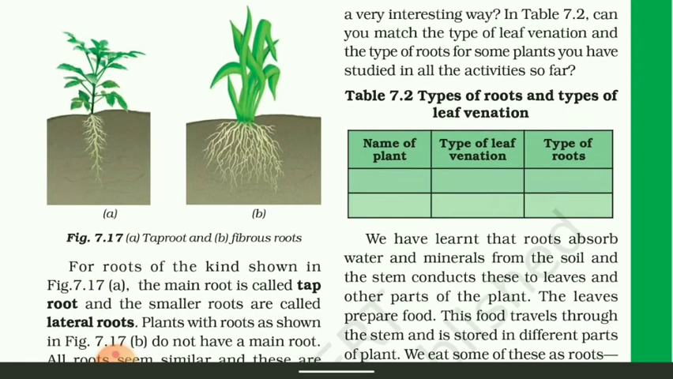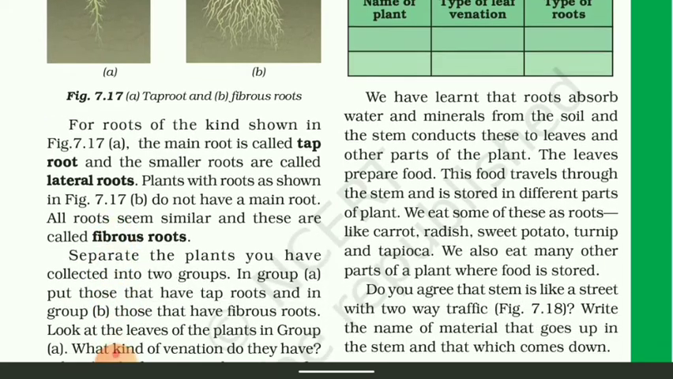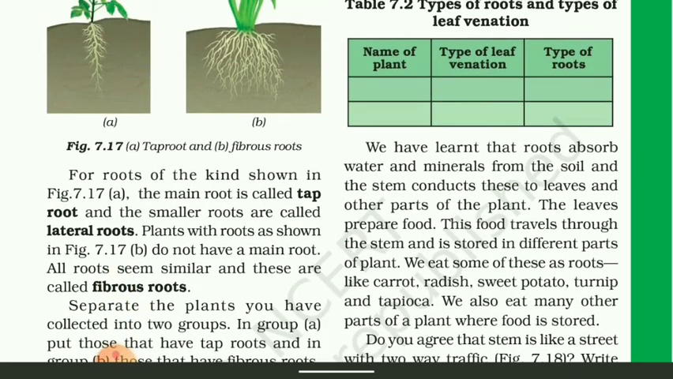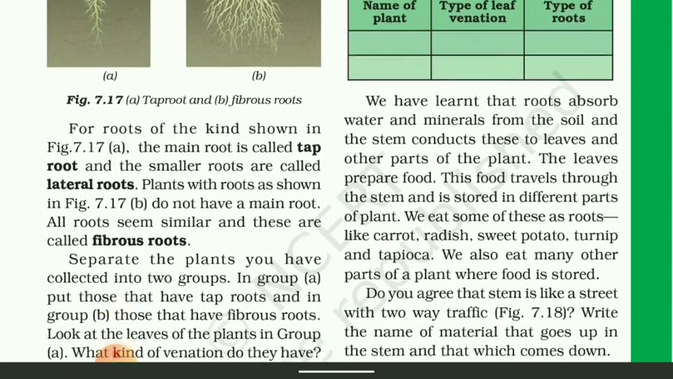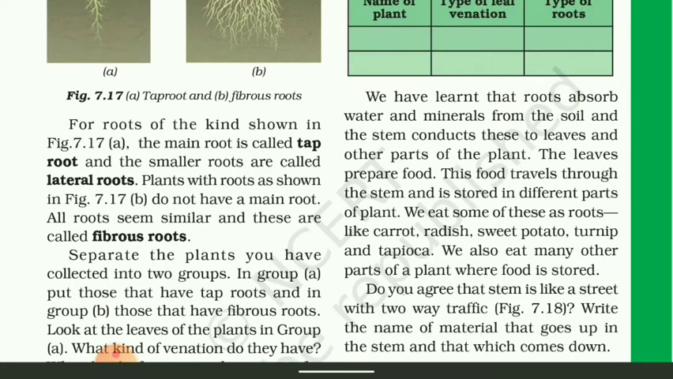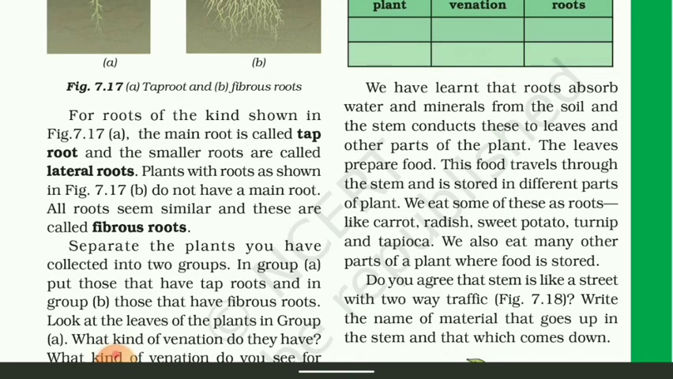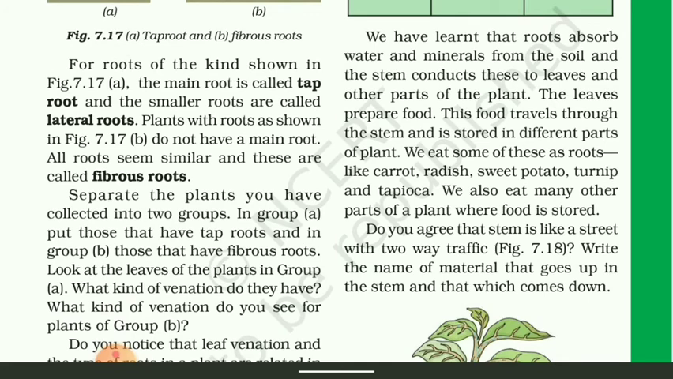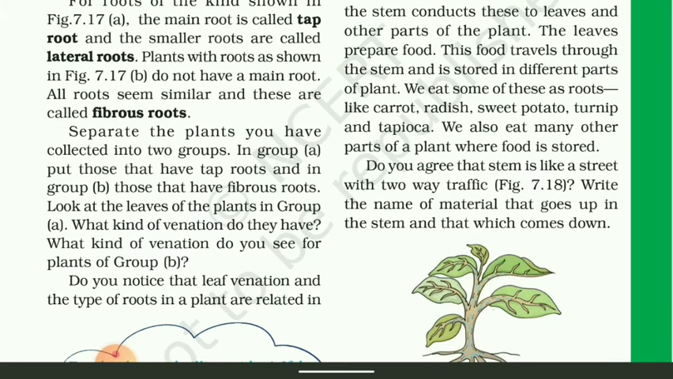Table 7.2, types of roots and types of leaf venation. Name of plant, type of leaf venation, type of roots. We have learned that roots absorb water and minerals from the soil, and the stem conducts these to leaves and other parts of the plant. The leaves prepare food. This food travels through the stem and is stored in different parts of the plant.